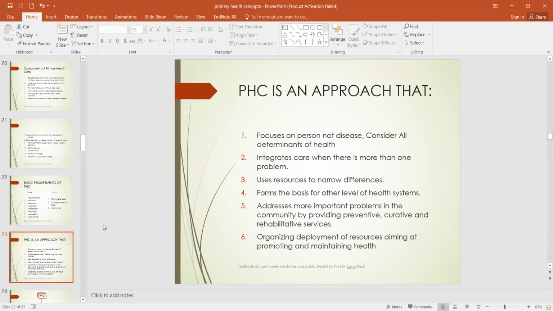Primary healthcare is an approach that mainly focuses on a person, not disease. Consider all determinants of health, integrates care when there is more than one problem, use resources to narrow differences, forms the basis for other levels of health system, address more important problems in the community by providing preventive, curative and rehabilitative services, organization deployment of resources aiming at promoting and maintaining health.